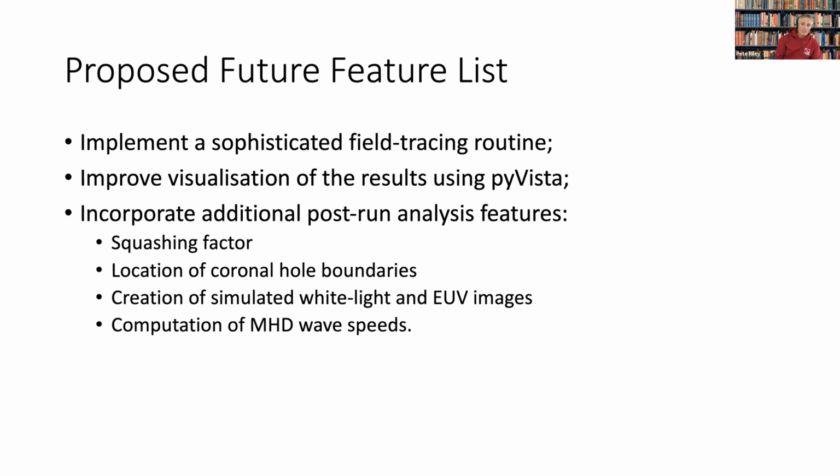And as I mentioned earlier, being able to incorporate all of the things that we normally do after a run completes would be useful. So squashing factor, and the location of coronal hole boundaries, is straightforward for us to do once we have the magnetic field geometry. To create the simulated white light and the UV images, they're calculated by integrating along the line of sight either the density or some functional form of the density and the temperature, and then being able to compare those directly, say using SunPy, to see how well the model does with the observations. And then also to calculate other variables like wave speeds, plasma beta, things like that.